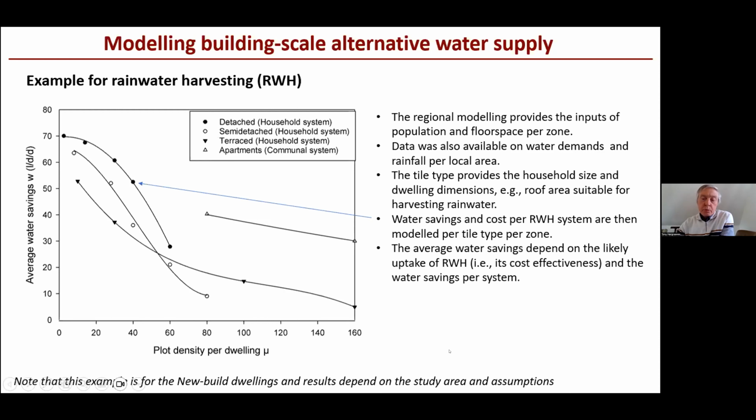But these water savings depend partly on the water savings per system that would be installed, but also how many dwellings are likely to have the system installed. So as the density increases, the roof area per dwelling will be less. So it's less likely that the system will be cost effective. So these functions, as you can see, are sort of non-linear for the household systems.